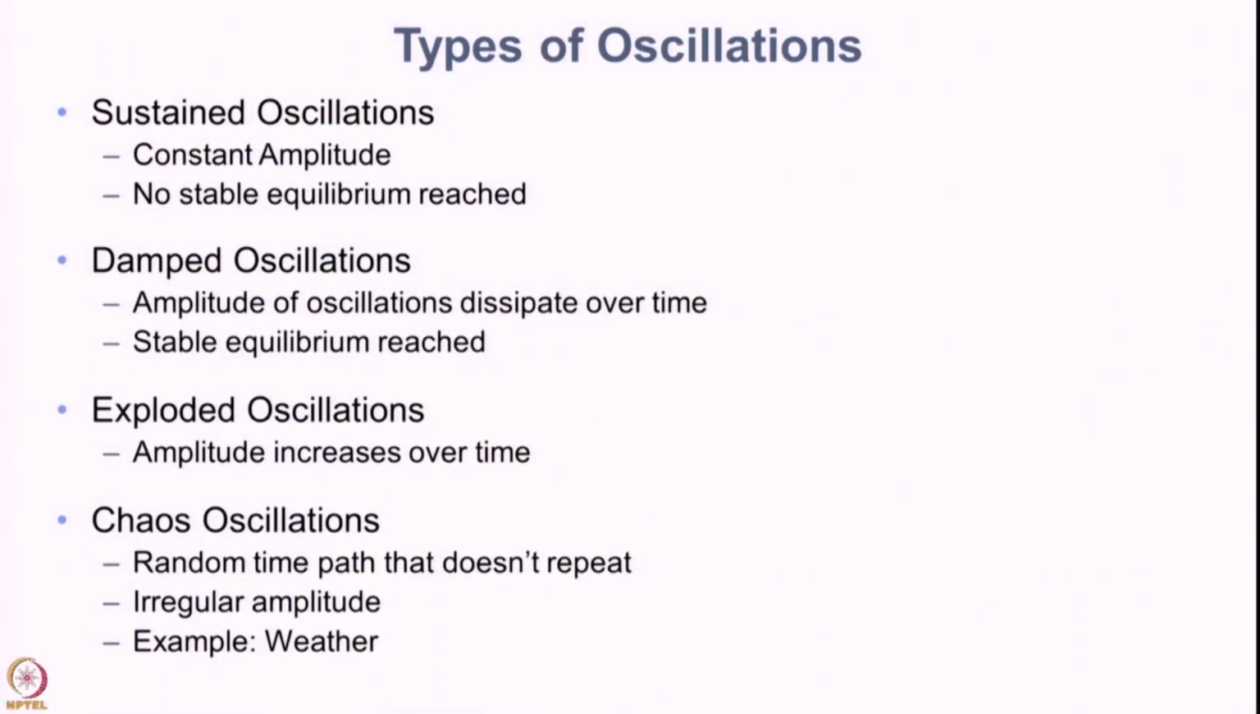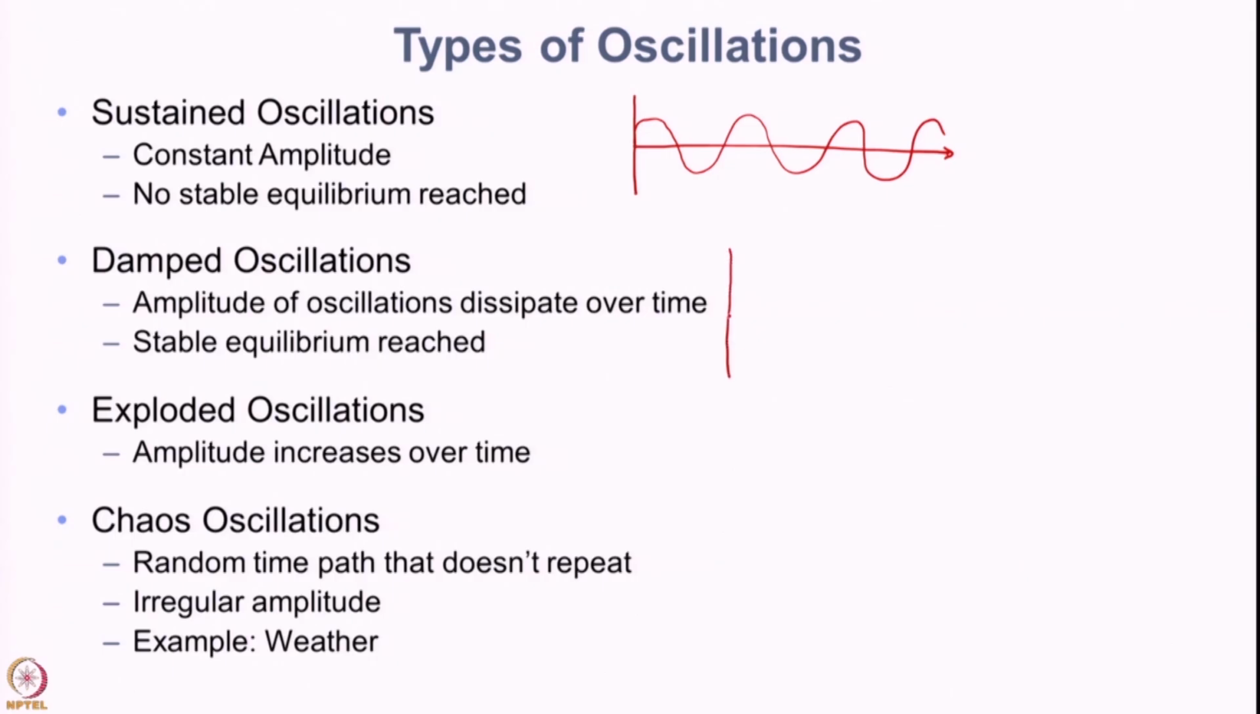Sustained oscillations. This is the first type of oscillation we are all familiar with, which was also shown in the previous slide. So, sustained oscillations are, this is the state of the system. Over time the oscillations are not going to diminish, it is just going to keep continuing at the same constant amplitude, and there is no stable equilibrium that is actually reached.